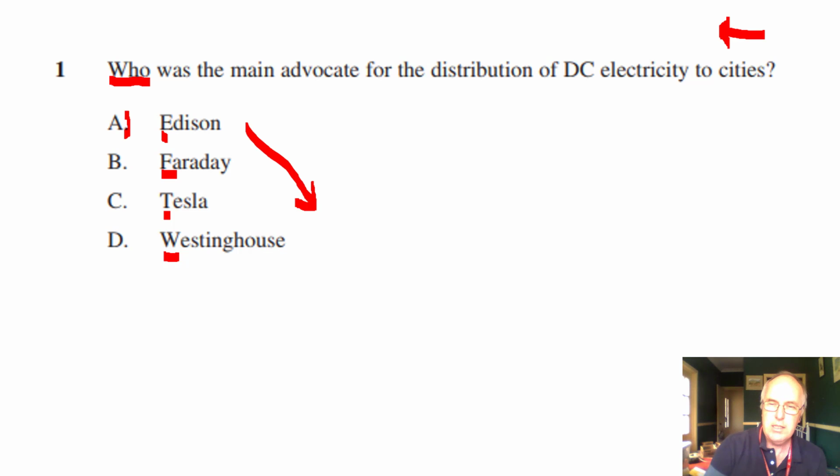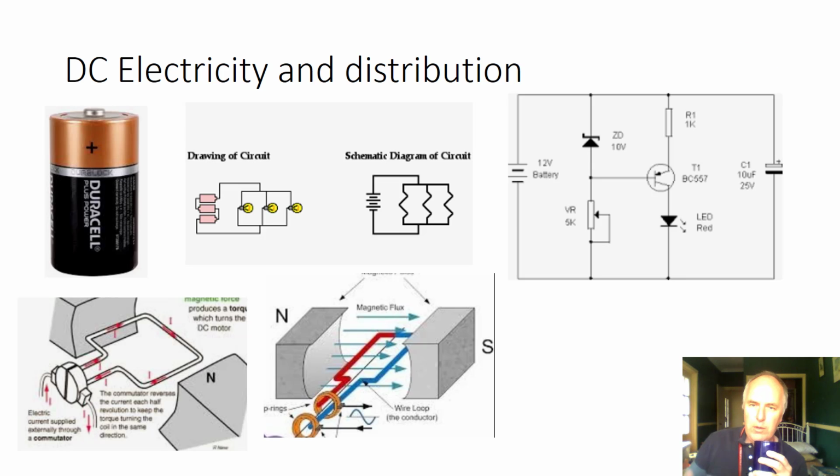Now let's stop for a little while and look at DC electricity distribution advocate, and then we'll go through Edison, Faraday, Tesla, and Westinghouse. So here we're doing this reverse synthetic answer, looking at this question and looking at DC electricity and the distribution of it. So you'll see around here a typical DC cell.